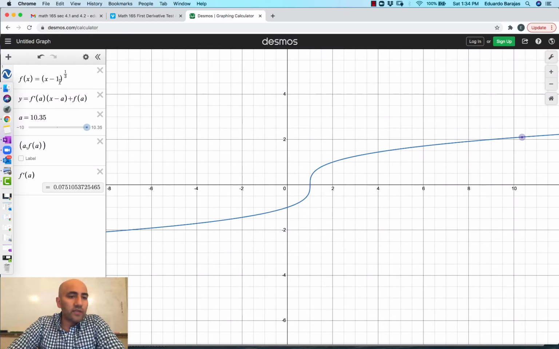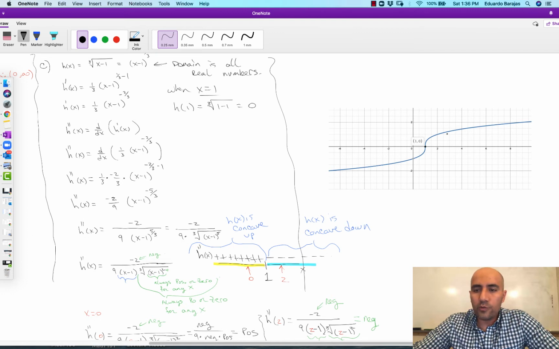Okay, using Desmos, I plugged in my equation, and here is the graph. And indeed, we can confirm that the graph does have this sort of shape, concave up from negative infinity up to 1. And then from 1 up to positive infinity, it's concave down. Okay, so with the help of Desmos, we're able to conclude that this is the graph of our function. So this is h of x. And in fact, it does confirm our results, right?